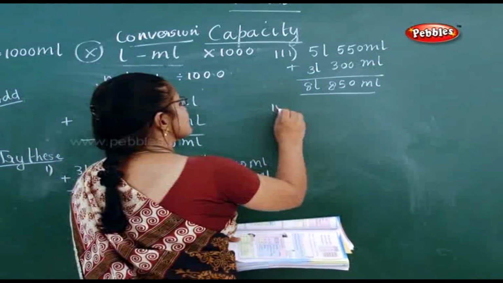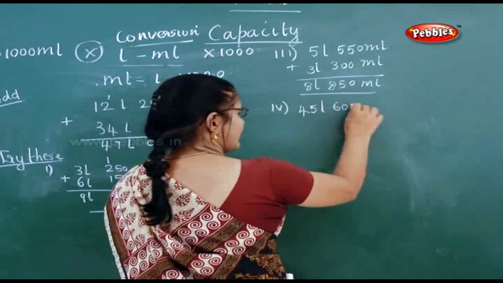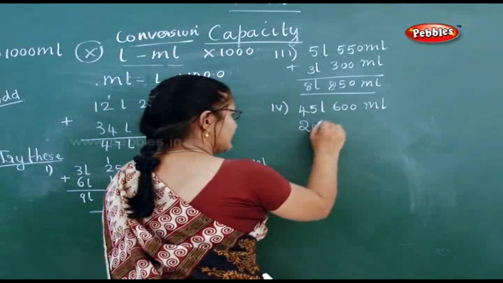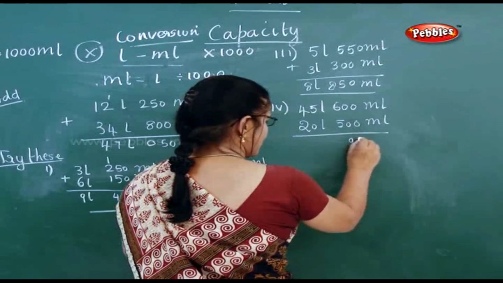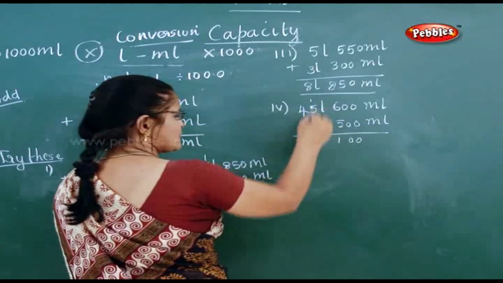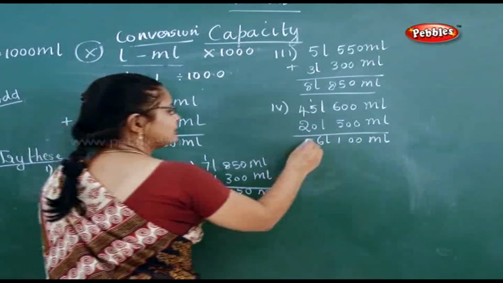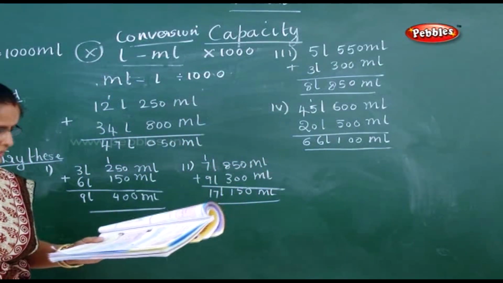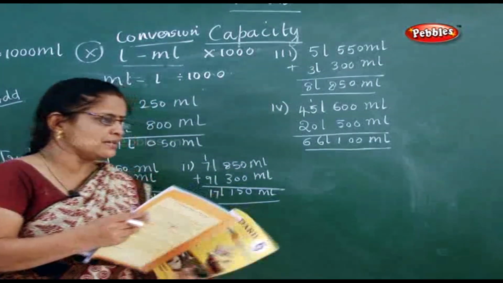Now, next sum, fourth sum. 45 liter and 600 ml. You have to add with 20 liter and 500 ml. Now, the two zeros. 6 plus 5 is how much? 11. You put 1 here. 5 plus 1 is 6. So, you put your ml here and liters here. 4 plus 2 is how much? 6. So, you get 66 liters and 100 ml. So, this is how you have to add your liters and ml.